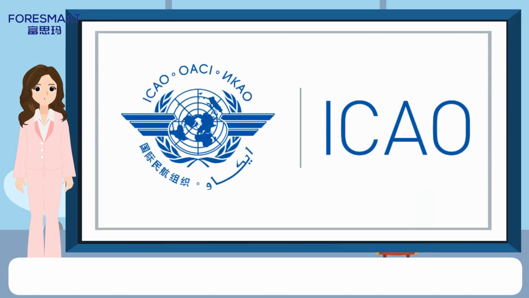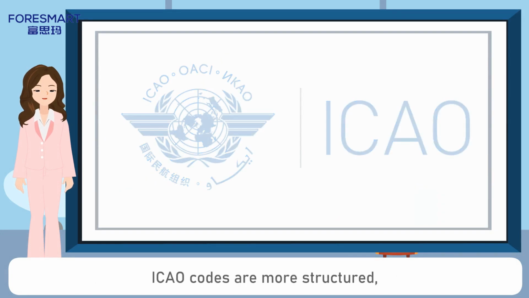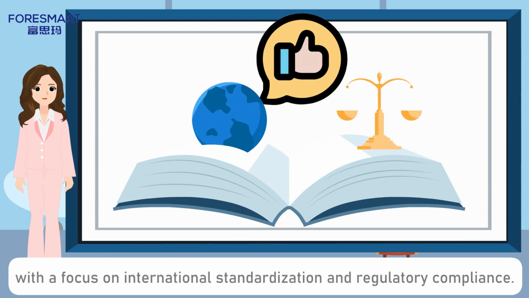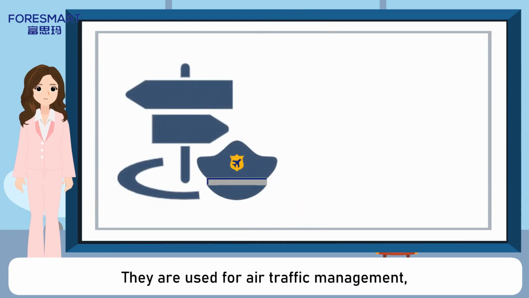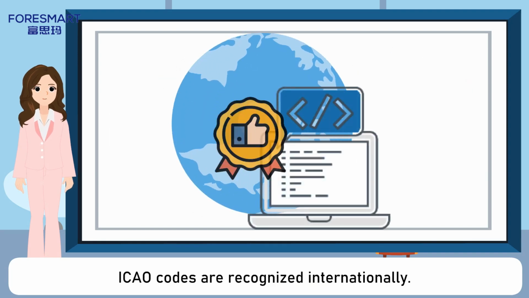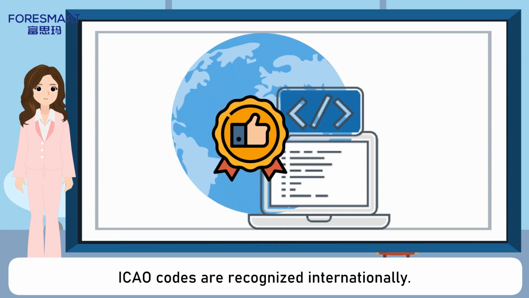In contrast, ICAO codes are more structured, with a focus on international standardization and regulatory compliance. They are used for air traffic management, navigation, and regulatory purposes. ICAO codes are recognized internationally.